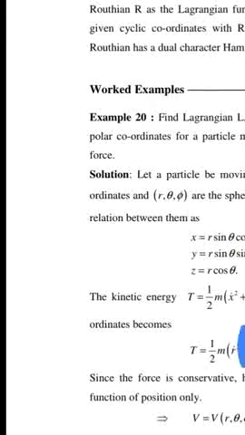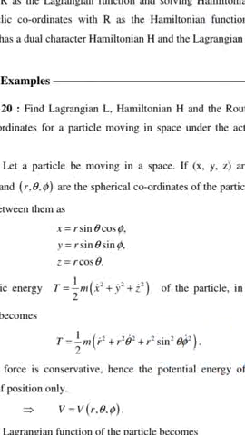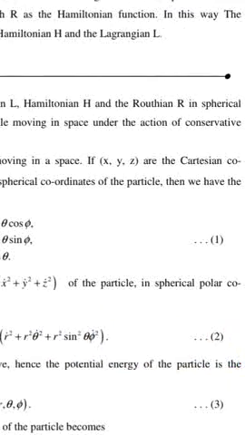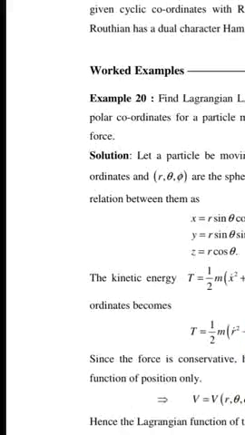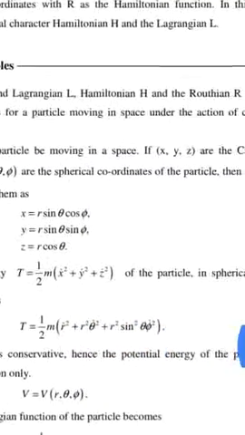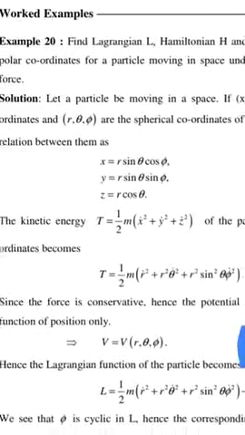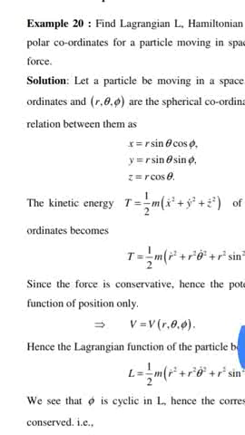Solution: let a particle be moving in space. If x, y, z are the Cartesian coordinates and r, theta, phi are the spherical coordinates of the particle, then we have the relations between them: x is equal to r sin theta cos phi, y is equal to r sin theta sin phi, z is equal to r cos theta.